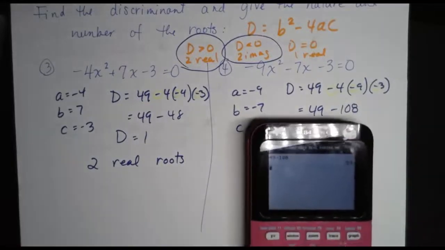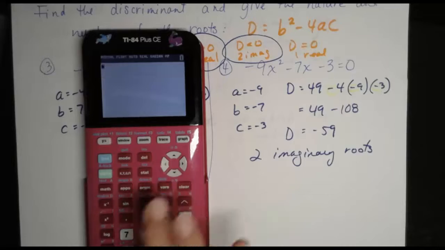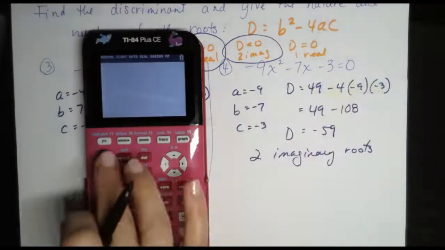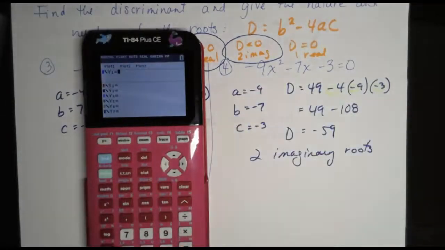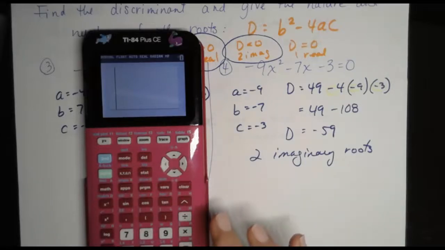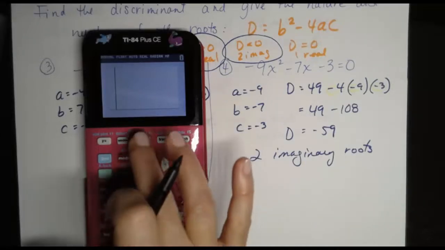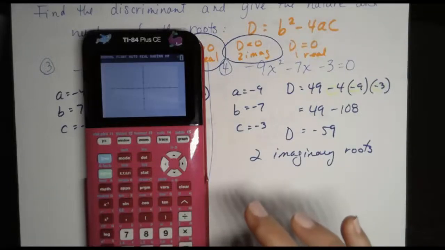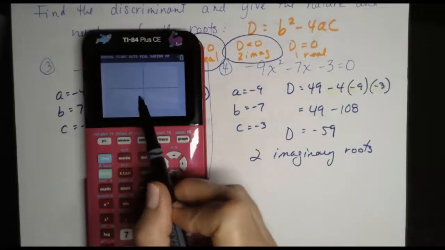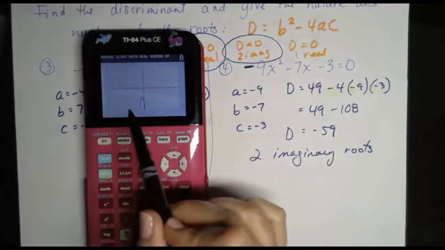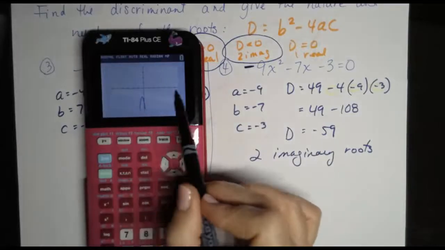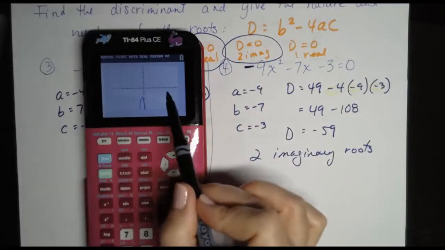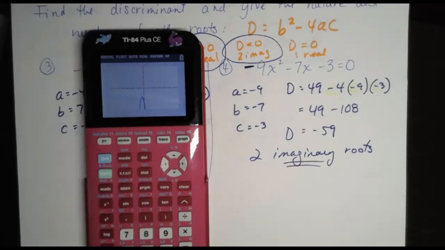So just to show you on the graphing calculator what that does look like, if I put this function in, y equals -9x squared minus 7x minus 3. If I look at that graph on the graphing calculator, which I've got to change my window here, what I see is it is going to be opening down, and it's located below the x-axis. It never physically touches the x-axis. That's why the roots are imaginary.